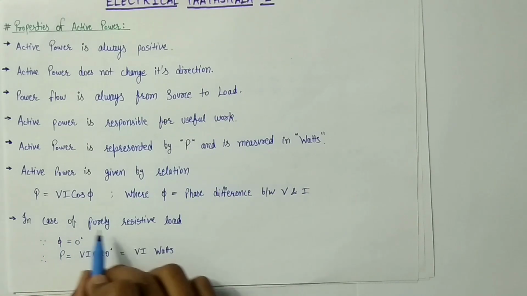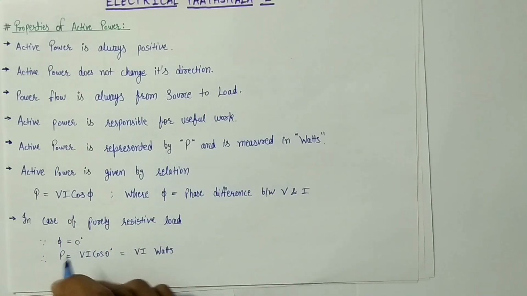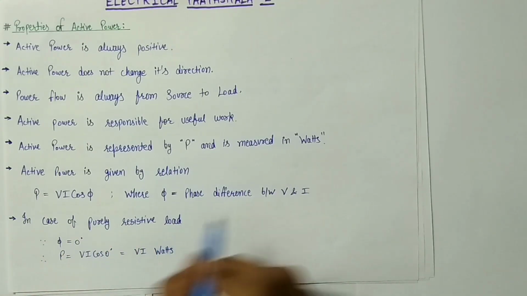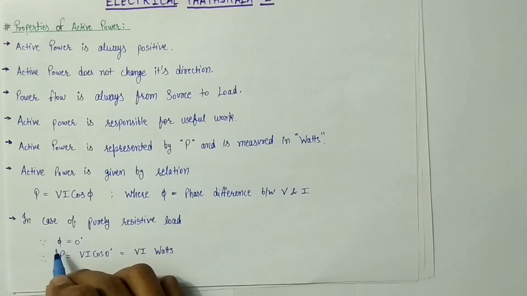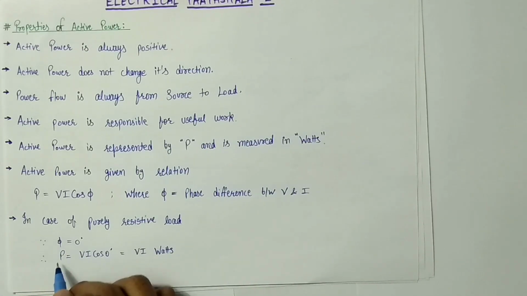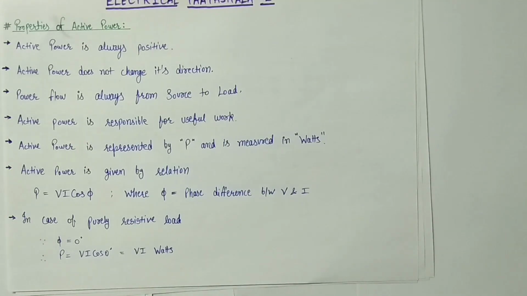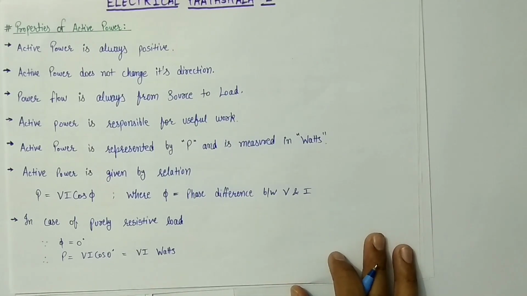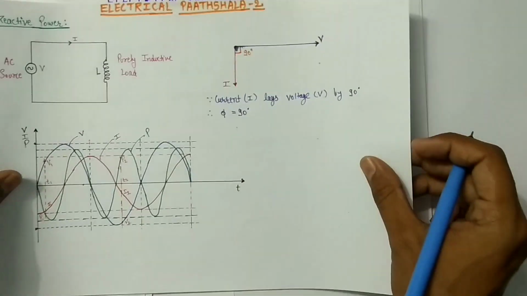Finally, in the case of purely resistive load, as we know, both V and I are in the same phase. Therefore phi equals 0 degrees. So P equals VI cos 0 degrees, and cos 0 you know is 1. Therefore, in the case of purely resistive load, active power is VI watts. Now moving forward, the next topic is reactive power.